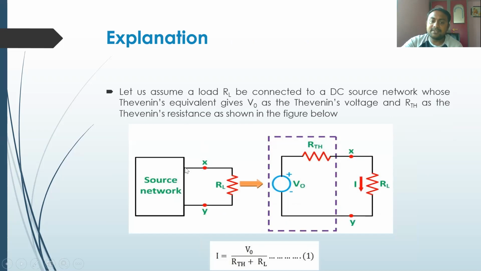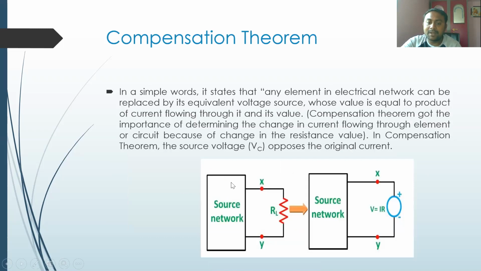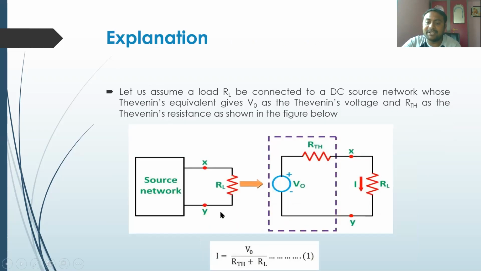In the first circuit, shown before, I am considering the source network as a Thevenin equivalent circuit. In the Thevenin equivalent circuit, V0 is the voltage and RTH is the equivalent resistance. The current flowing through this is I. From this network, I is defined as V0 by RTH plus RL. The direction of current is downwards.